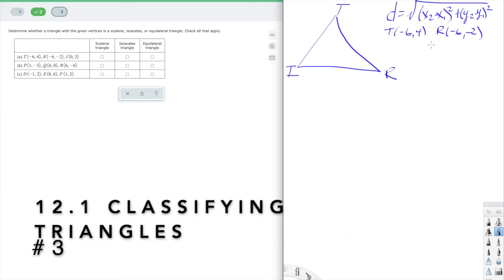Alright, so the distance of TR equals the square root of, remember it goes x then y, so we have -6 minus -6. This is a minus already. I don't get rid of the minus because it has a minus. There's one in the equation and there's one in the coordinate here. Plus, I get -2 minus 4, squared.